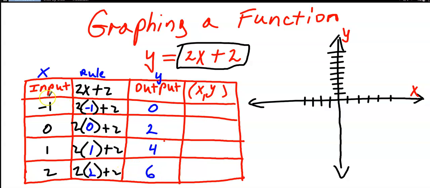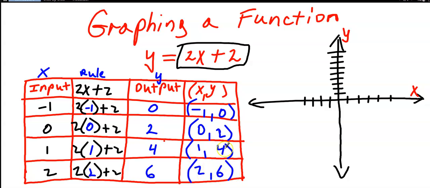The ordered pairs are, when x was -1, we had 0 as the output. When x was 0, we got 2 as the output. When x was 1, we got 4. And when x was 2, we got 6. After that, you just have to plot the points on the coordinate plane.